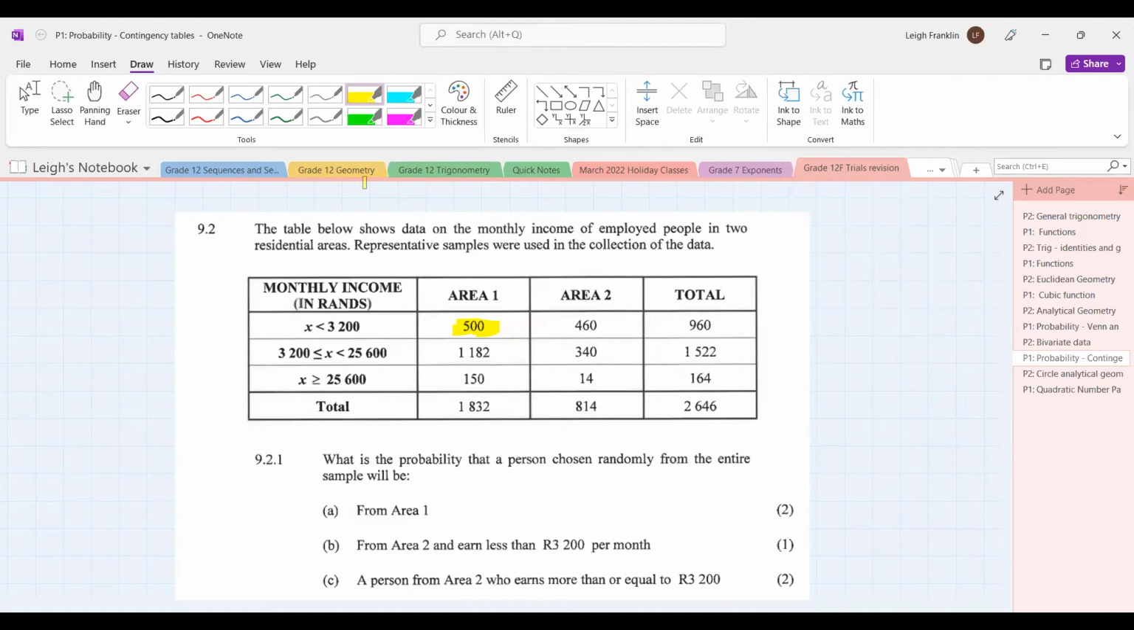So we would have to consider people living in a specific area and them earning less than 3,200 Rand a month. But before we get there, let's just talk about the probabilities that they want us to first calculate. Now they've asked us, what is the probability that a person chosen randomly from the entire sample? Now how many people are there in the entire sample?